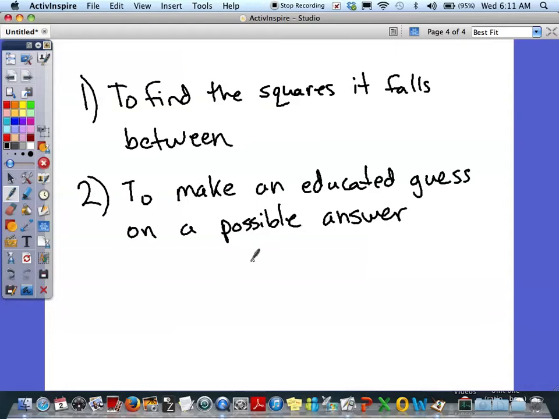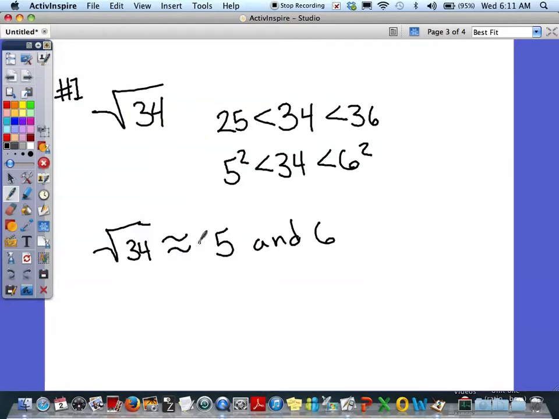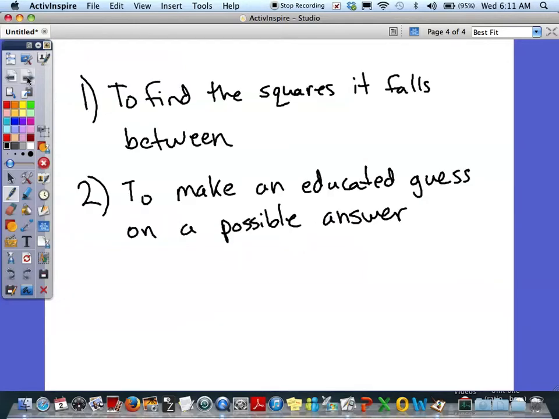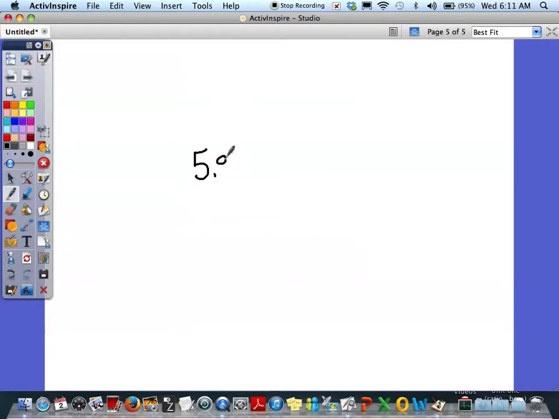To make an educated guess on a possible answer, we come back here and we know it's going to be between 5 and 6, but 34 is awfully closer to 36 than it is to 25. Because of that, I'm going to try 5.9. I'm going to see what 5.9 squared equals. If it equals something close to 34, I know I'm on the right track. To do that, we have to do the math. So 5.9 times 5.9. We're going to do that math real quick to figure out what 5.9 squared is.